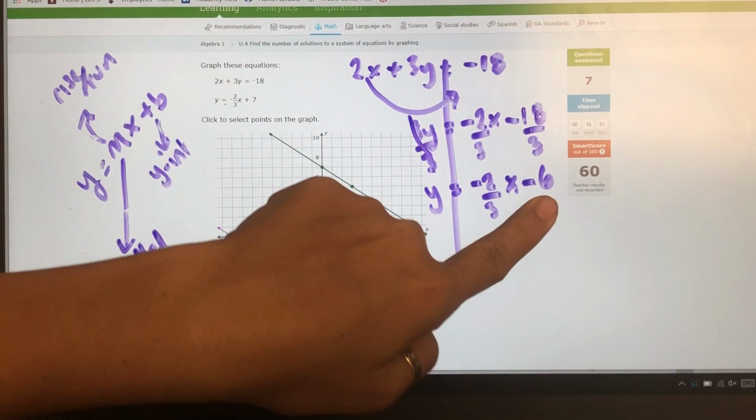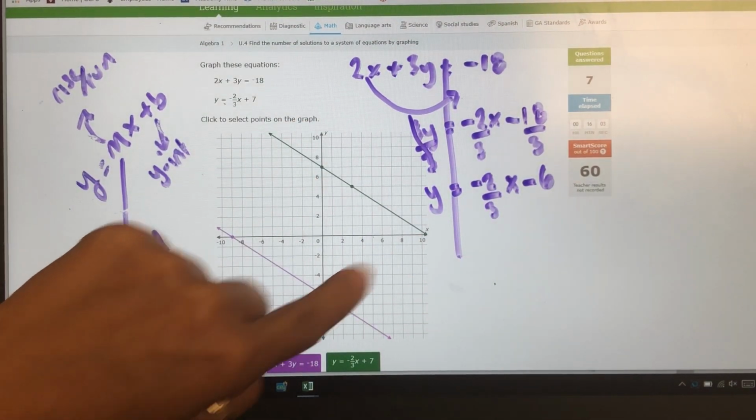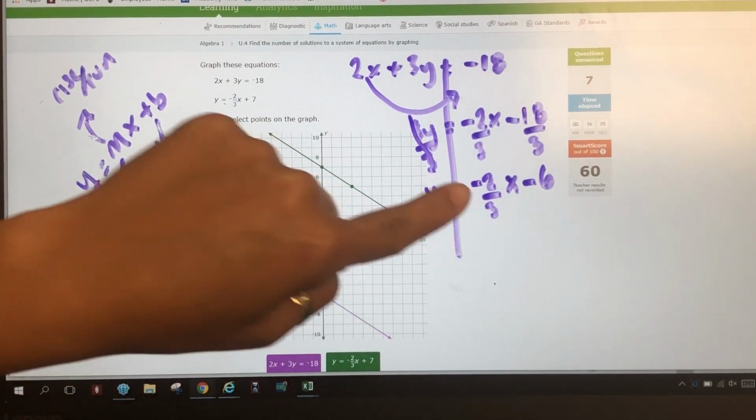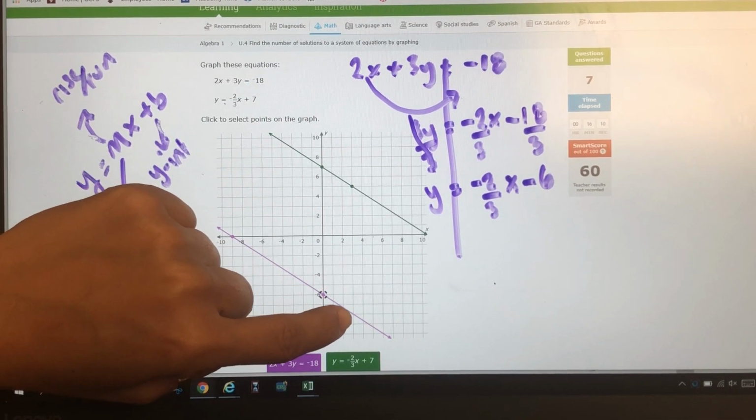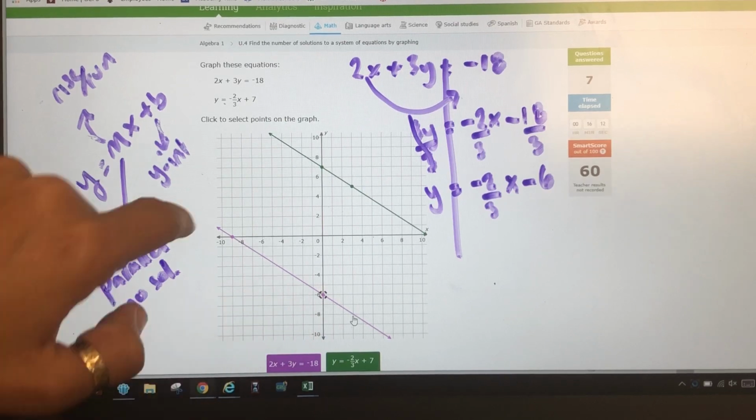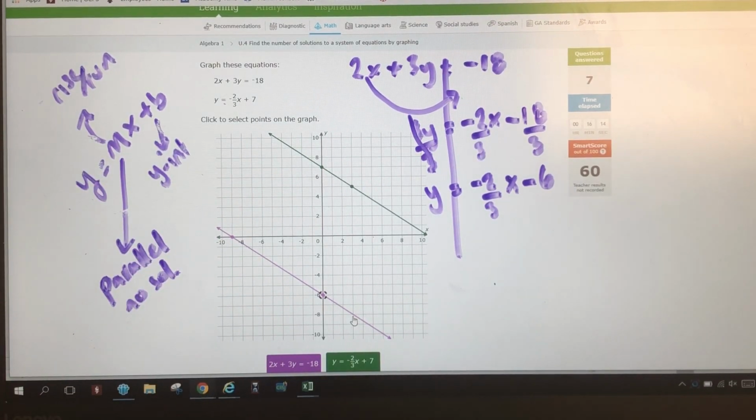And what that means is you start at negative 6, right? So here's my negative 6, and then you're going to go down 2, right 3. Down 2, 1, 2, right 3, 1, 2, 3. Bam. Point here, makes the exact same line. So whichever one your preference is, you can go ahead and do that.